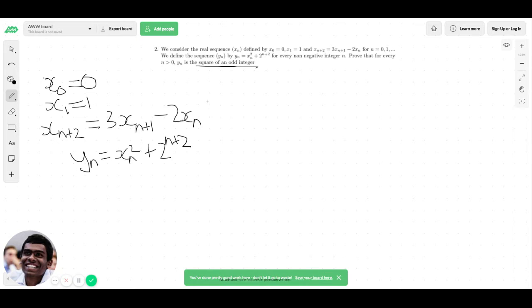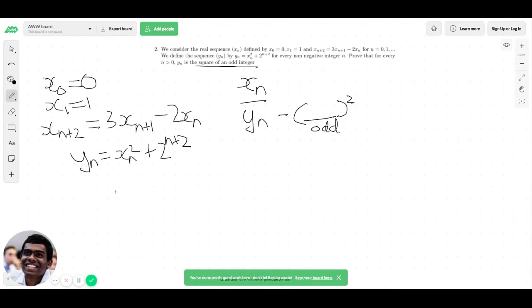So there are a few different steps to this. We first want to find a way of expressing x_n somehow. And then from there, we want to find what y_n is. And then we want to show it's something squared, and the thing that it's a square of, we want to show that it's odd. So let's try and do this.